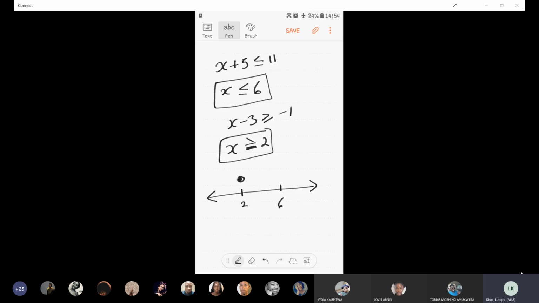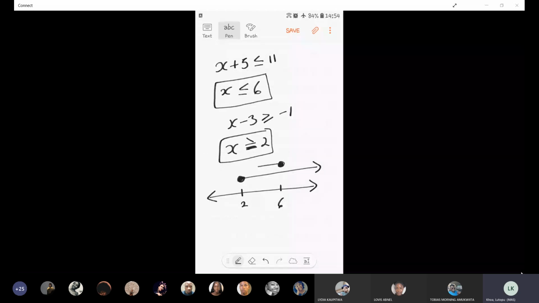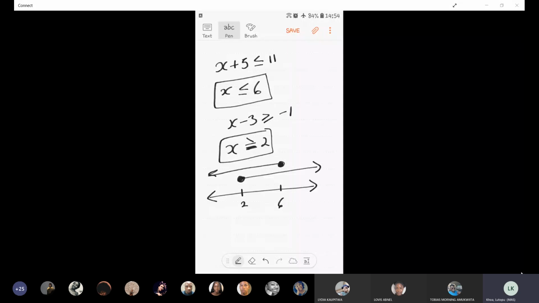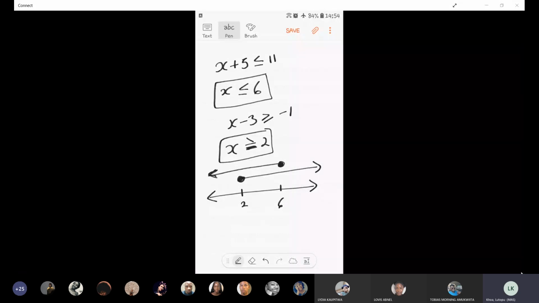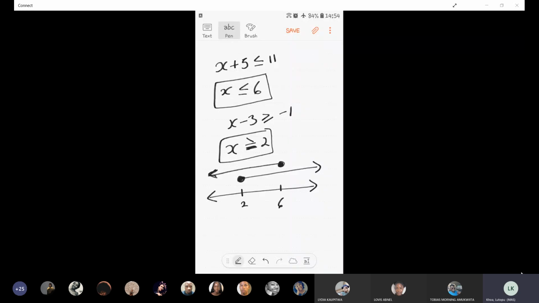So I want numbers that are greater than or equal to 2. That means it is on the right of 2. And then at 6, my circle is also shaded because I want numbers that are less than or equal to, and less than means to the left. Then again, you walk on the number line looking for the area where if you look up, you will see two lines, and that is in this area over here.